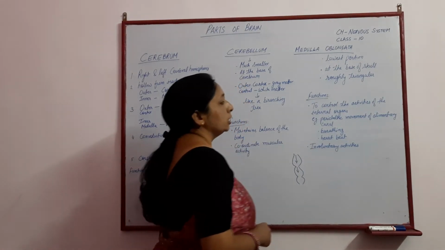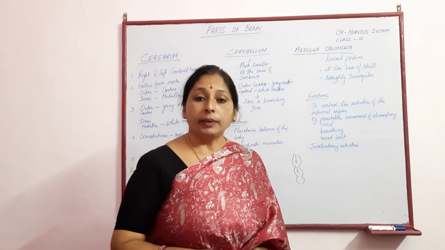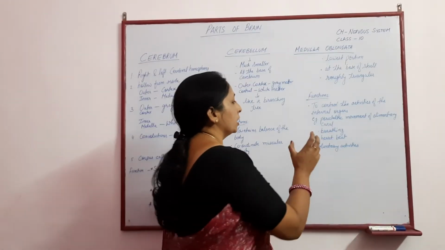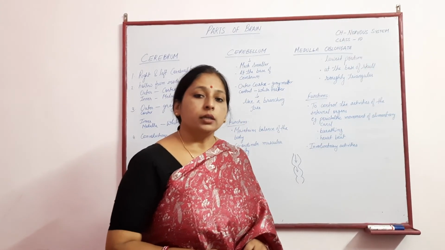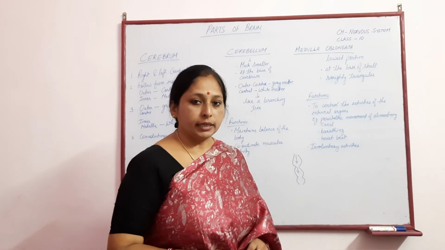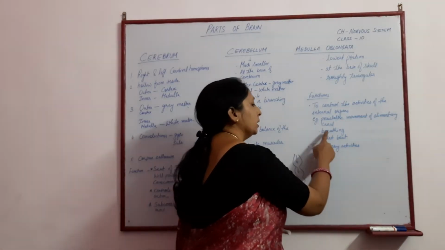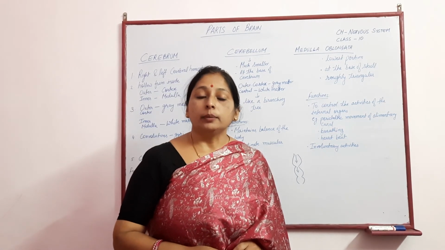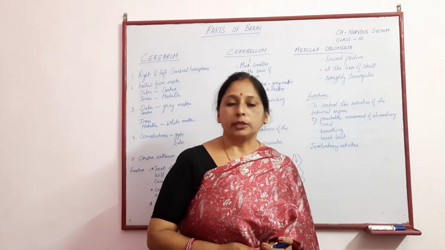Medulla oblongata is the lowest portion. It is present at the base of the skull. It appears triangular in shape. Function is to control the activities of the internal organs or to control the involuntary activities like peristaltic movement, breathing and heartbeat. So this is all about the parts of brain, that is the cerebrum, cerebellum and medulla oblongata.